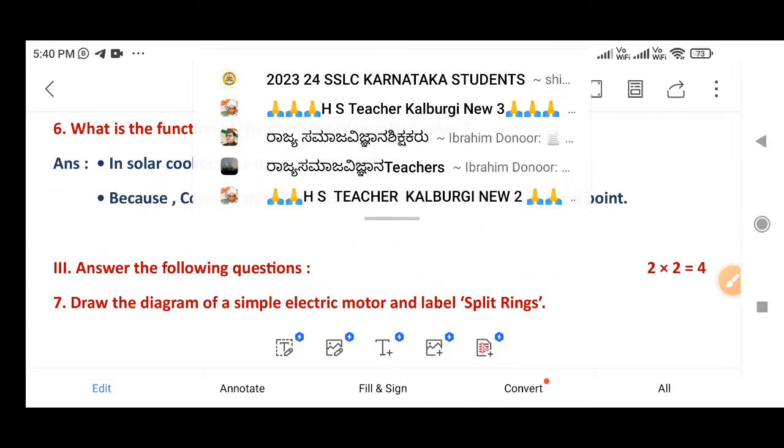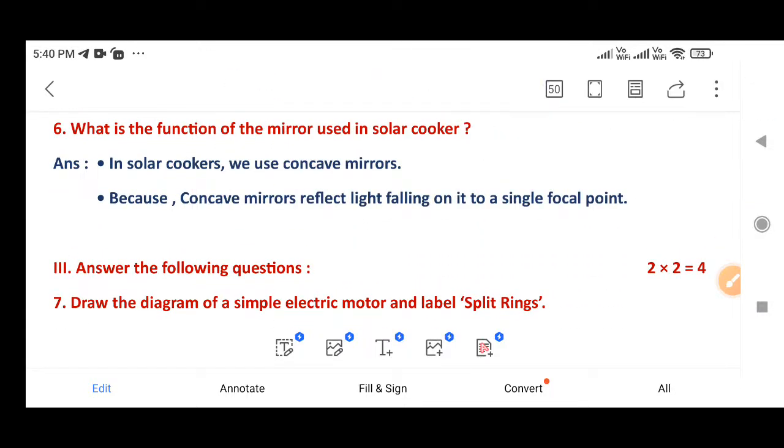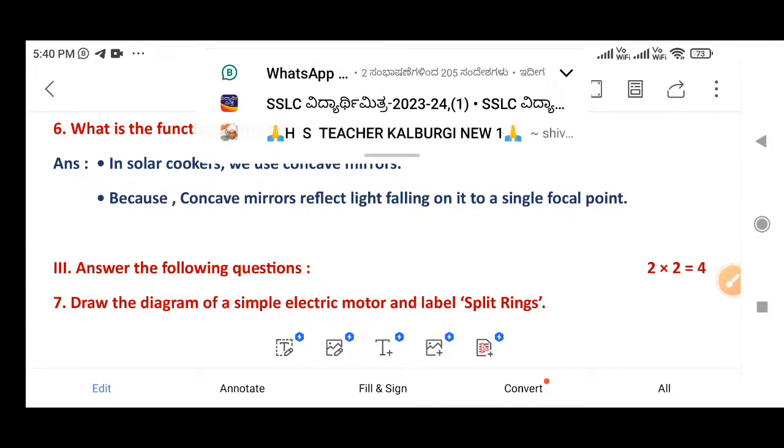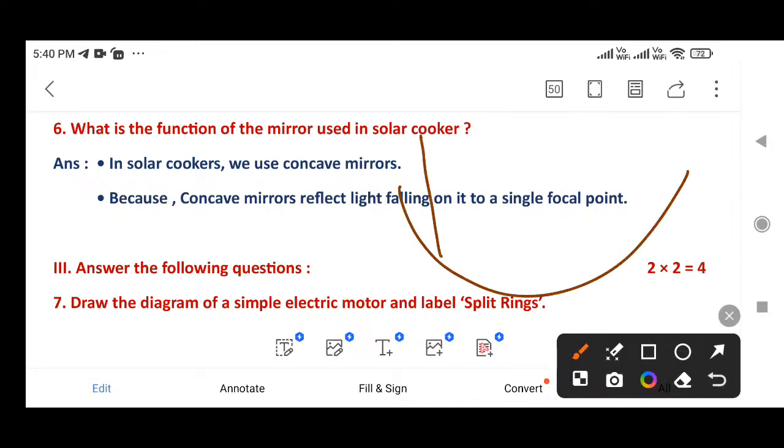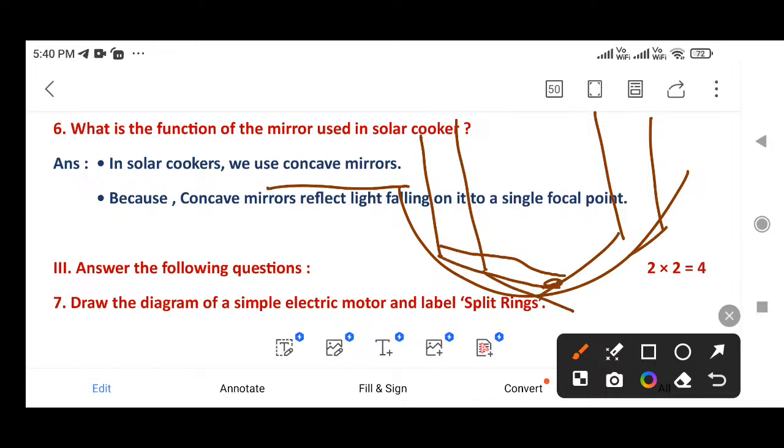Then question number 6, what is the function of the mirror used in a solar cooker? In solar cookers we use concave mirrors, because concave mirrors reflect the light falling on them to a single focal point. Whenever the parallel sun rays come in contact with the concave mirror, all those rays are focused on one point. Like this. And here we keep a vessel to cook food, so that it is cooked fast.